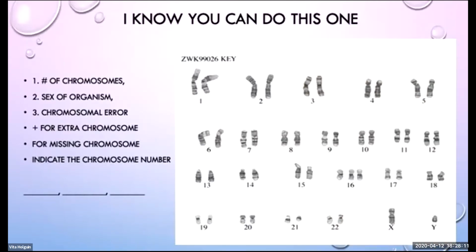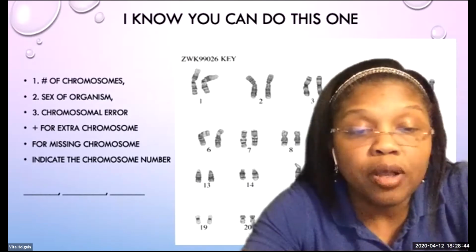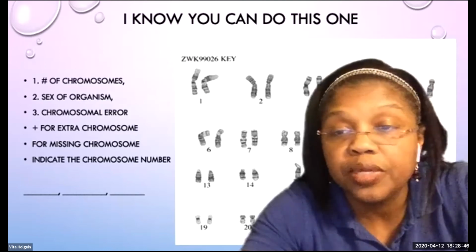Again, look at every line. Did you find an error? Okay, if you did, give me the number of chromosomes this child has. Put that on the 1st line. Look at the 23rd chromosome and tell me the sex of the child. Now tell me what the error was. Is it an extra chromosome? Put a plus. If it's missing a chromosome, put a minus. And what number has the error? Did you get it? If you need more time, pause the video.